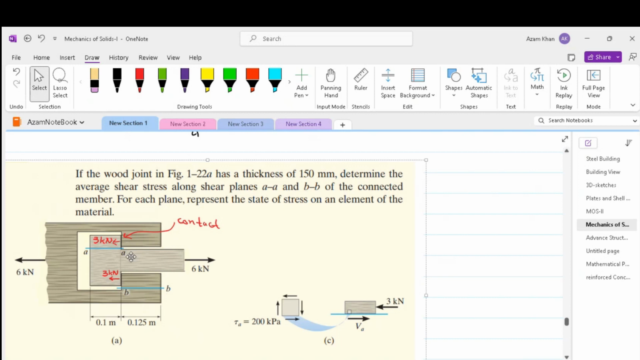At AA, the length is 0.1 meter and the thickness is 0.15 meter. So 3000 divided by 0.1 times 0.15, which is the area, will give us the stress over here. And similarly, we can find the stress at BB.